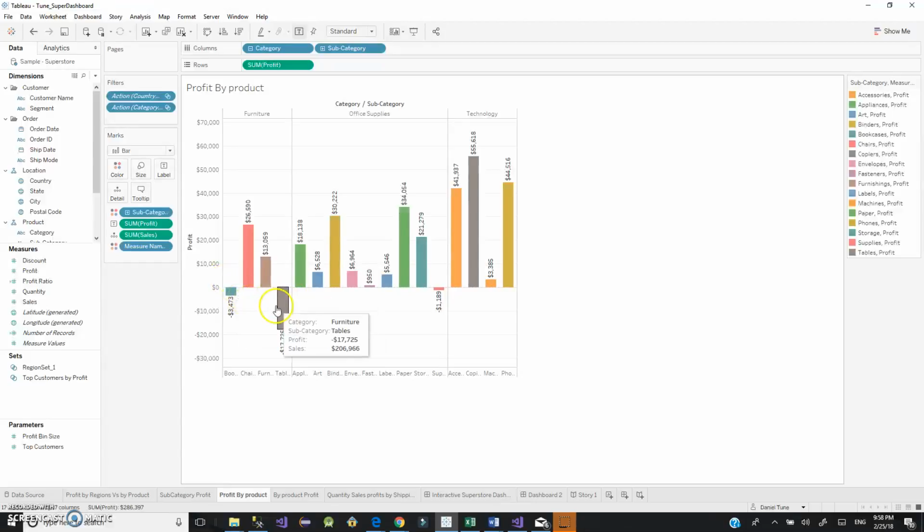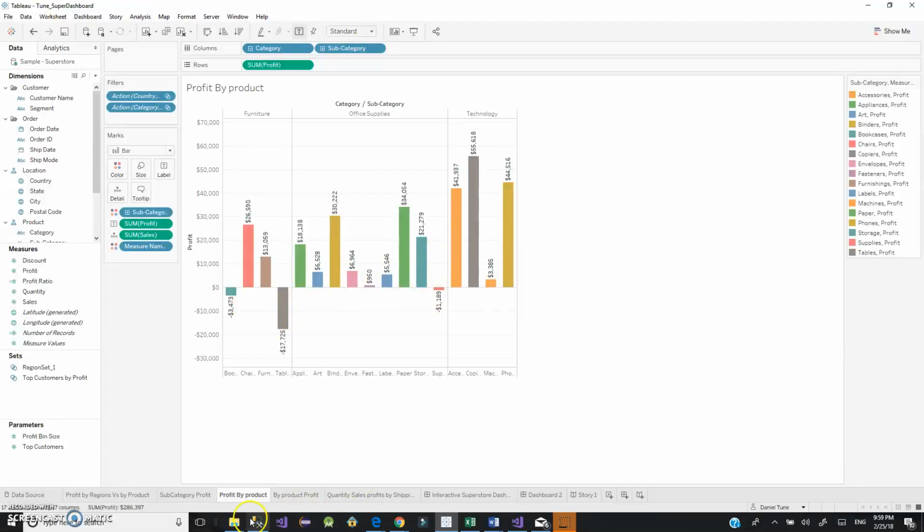This is the negative section. There's a very big negative for tables under furniture. There's a big loss under furniture for tables. The company should not sell these items because no one is buying them, and even when there is a sale, the number is high, there are a lot of items with high sales. I don't know what happens, but still the profit is very bad. It's negative 17,000.